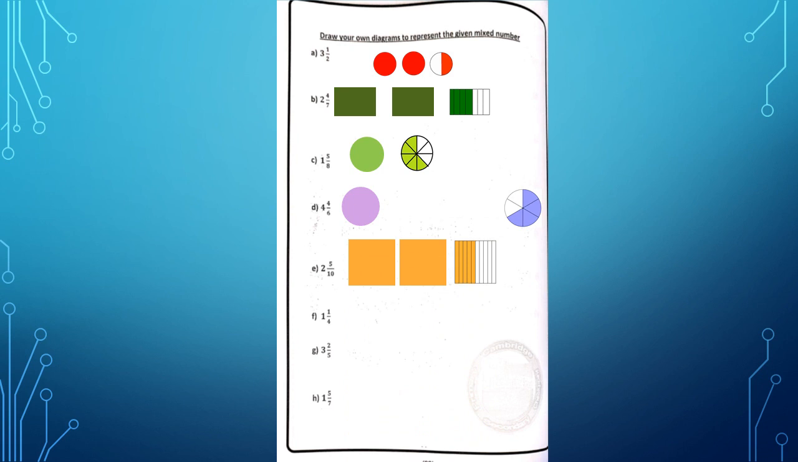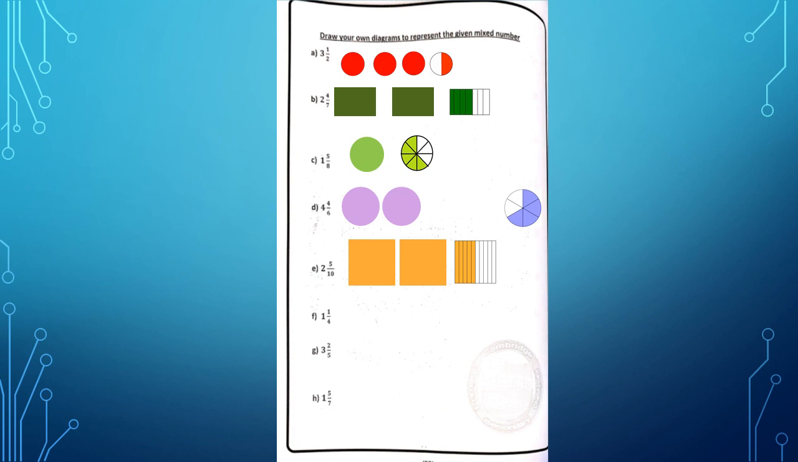The last question, draw your own diagram to represent the given mixed number. If I have a mixed number 3.5, what is meant by that? I have to draw 3 shapes, any shapes, triangles, circles, rectangles, okay, and shade them all. And half means that I have another shape divided into 2 equal parts. I have to shade one of them.